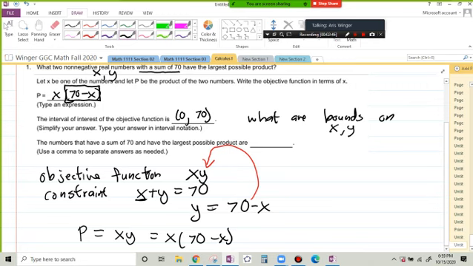All right, so if y is 70 minus x and we want y to stay positive, then we need 70 minus x to be positive. And so that means 70 is bigger than x, or x is less than 70.